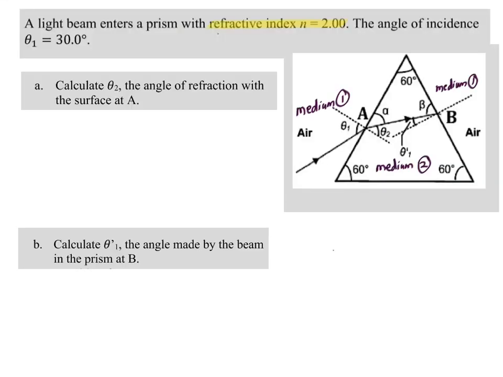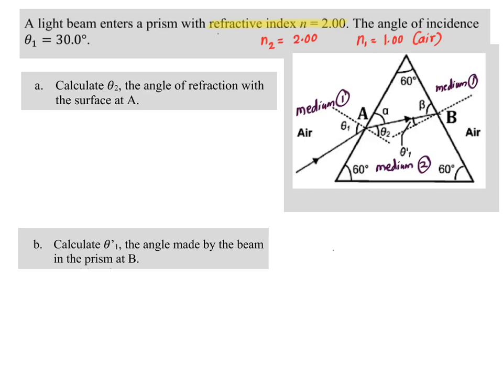Let's look at a sample example of how to calculate the different angles in a diffraction process. So we have a light beam that enters a prism with refractive index n equal to 2. The angle of incidence theta 1 is equal to 30 degrees. Now in the diagram we can see medium 1 is air, medium 2 is glass, which is the prism, and medium 1 again it's air.